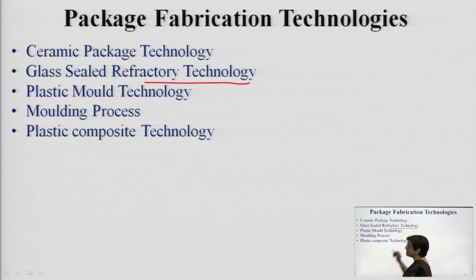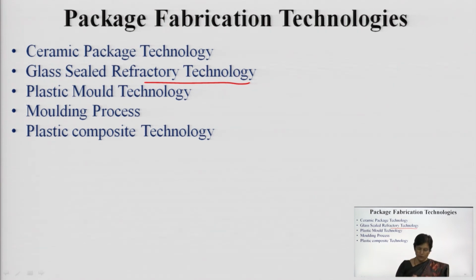In a glass sealed package, two ceramic units are pressed together with glass sealing between them, so that the package is airtight or hermetically sealed. Glass sealing further improves the reliability of the device and reduces cost, because it completely seals the integrated circuit and makes it airtight.